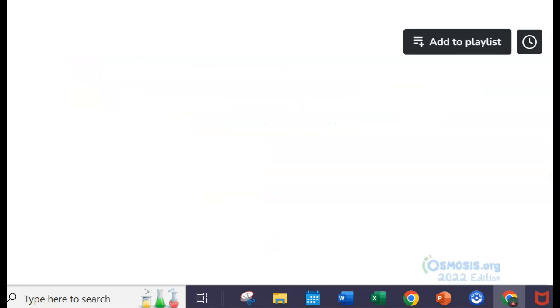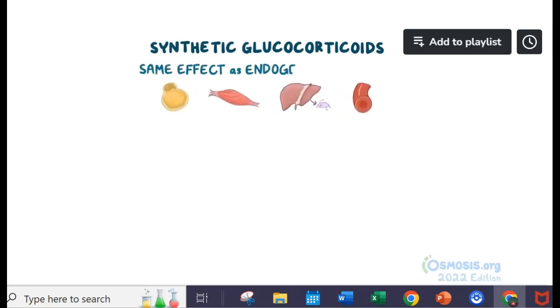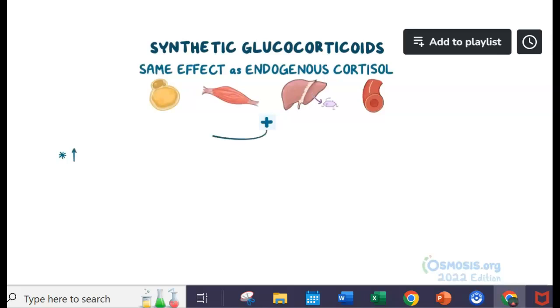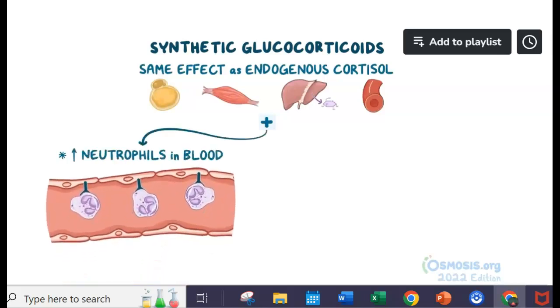Now, let's switch gears and focus on synthetic glucocorticoids. Synthetic glucocorticoids in our body produce the same effect as endogenous cortisol, but they also increase the number of neutrophils in the blood. Let's put it this way. Glucocorticoids decrease the production of a protein that enables neutrophils to attach to the endothelial lining of the blood vessel. As a result, neutrophils detach from the endothelial lining and enter the circulation. This process is known as demargination.